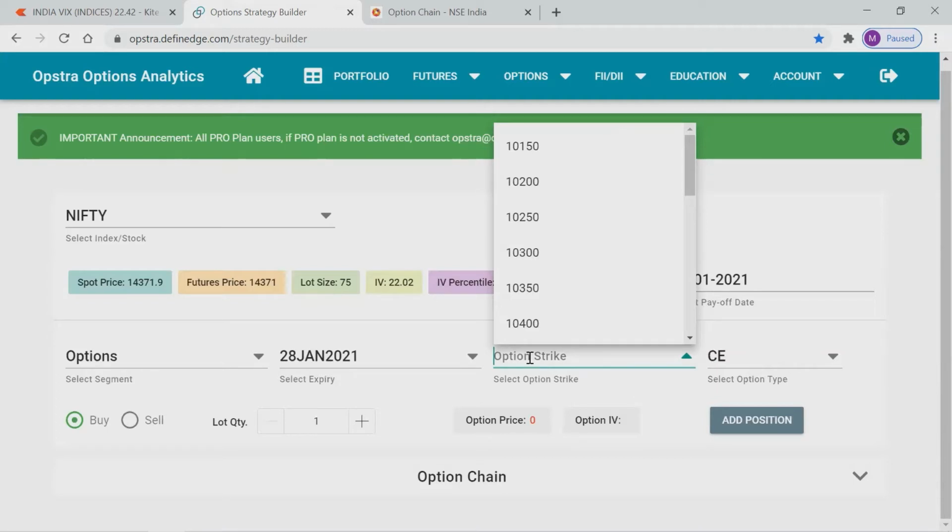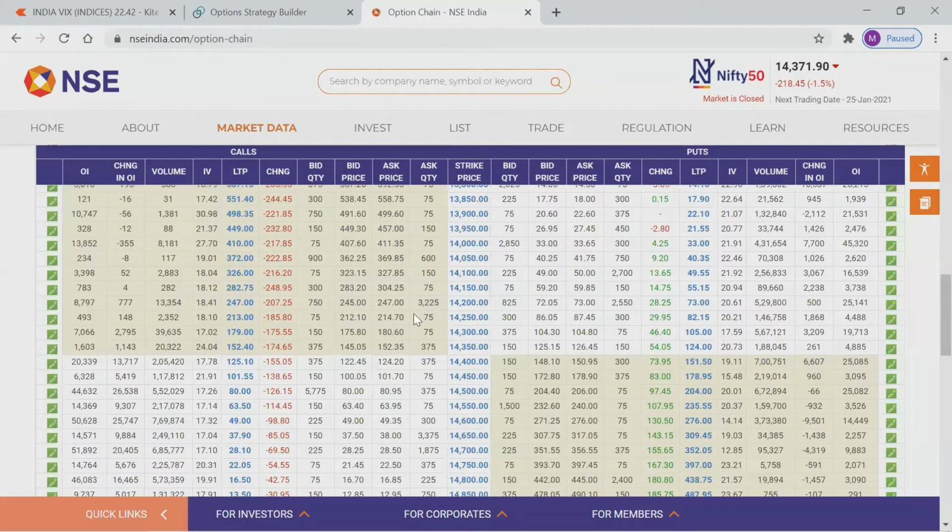Which is having high OI or high change in OI. And the second thing is we need to be looking at the VIX, which should be less than 24 or 25. And third thing is premiums should be close to each other. According to our analysis, what I told, I should be choosing 14,000. This is 25,000. So I need to be choosing 14,200.